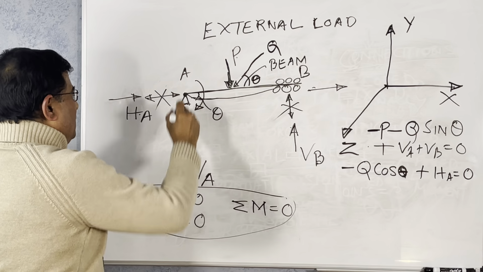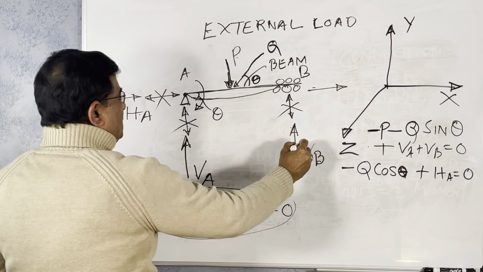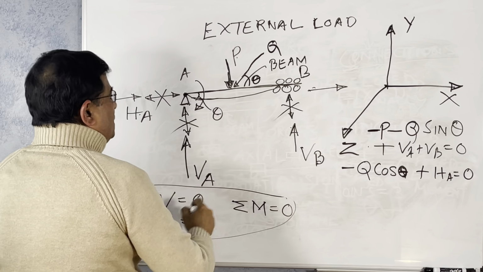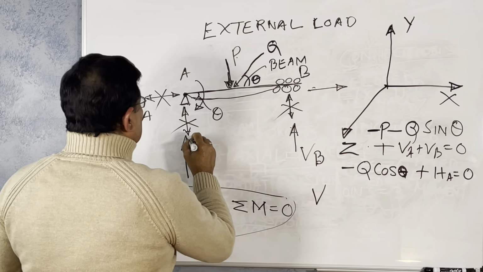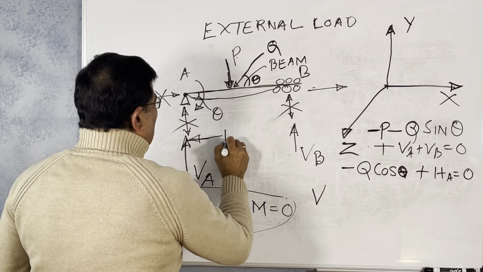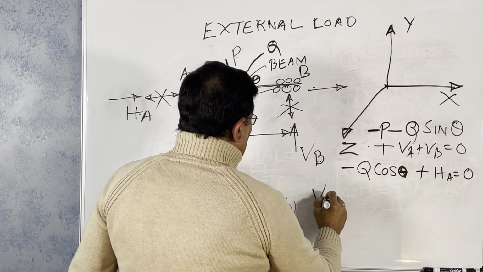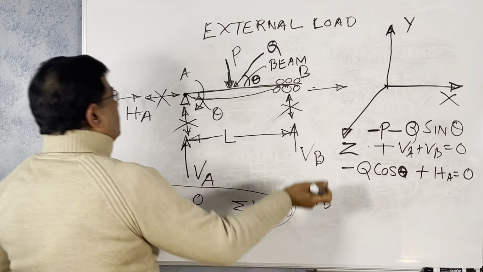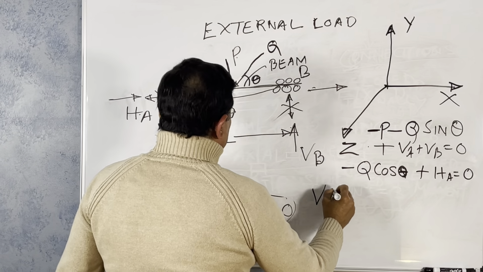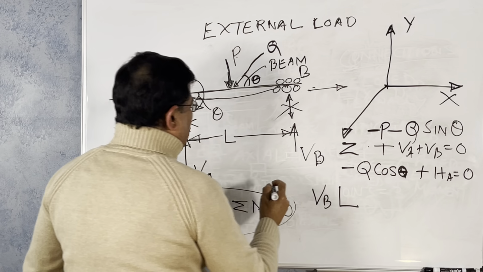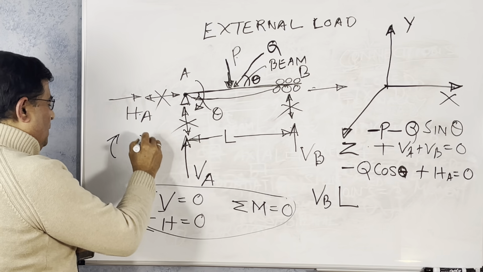Moment is already there. So the summation of moments about this point is 0. So what is the VB? If the distance between them is L, VB is trying to rotate this way. So VB times L, you see the equation of the moment is something like that.